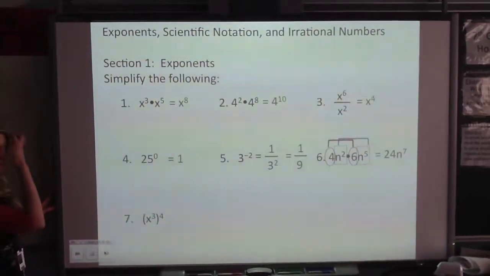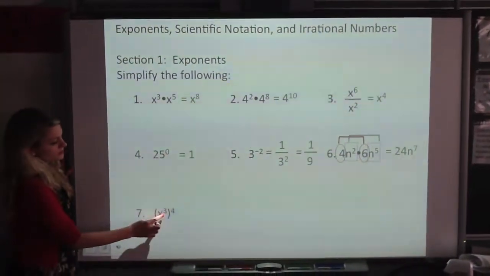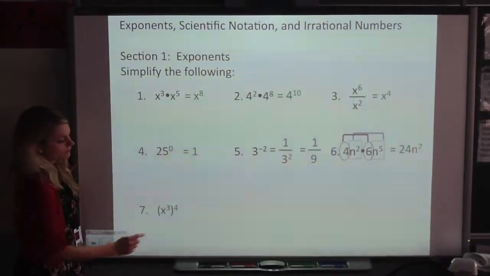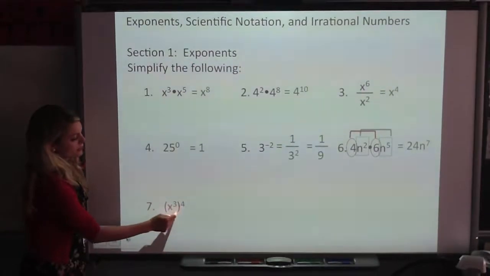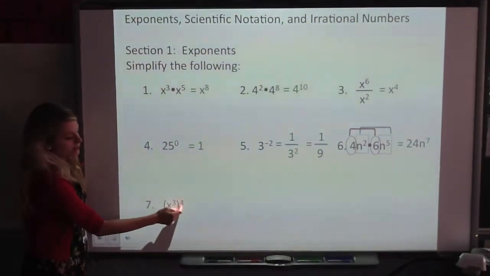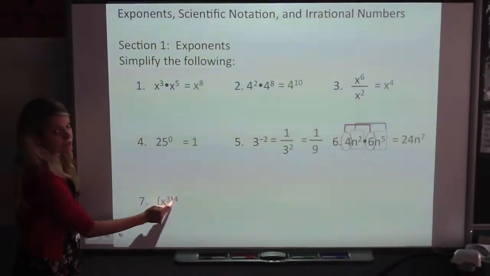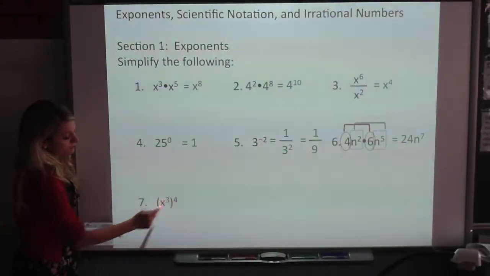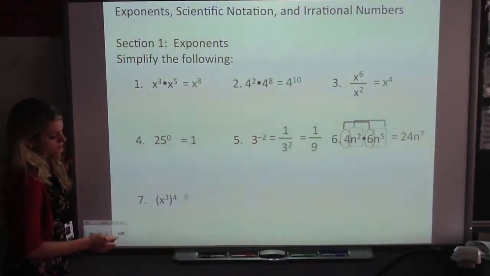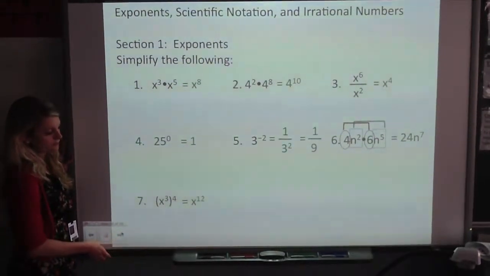Number 7, moving on. We have x cubed, raised to the power of 4. When we have a situation like this, where we have a number with an exponent being raised to another power, we actually multiply these two exponents together. So we're going to multiply 3 times 4, which is 12. Our answer is going to be x to the power of 12.